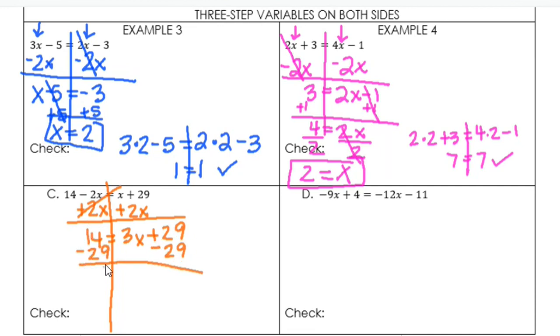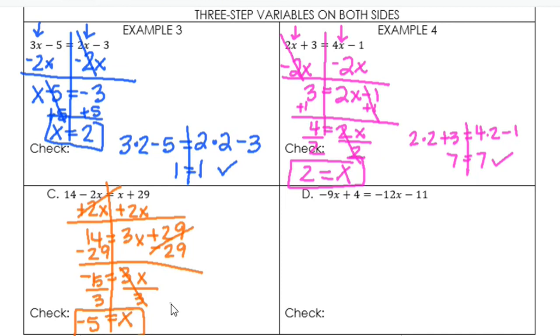All right, so 14 minus 29. I'm going to use my calculator. And I got negative 15. You are encouraged to use your calculator for this unit. The negative 29 and the positive 29 cancel, and I have a 3x I need to bring down. Last step is divide by the number that's with the variable, so divide by 3. And negative 15 divided by 3 is negative 5. How'd you do?